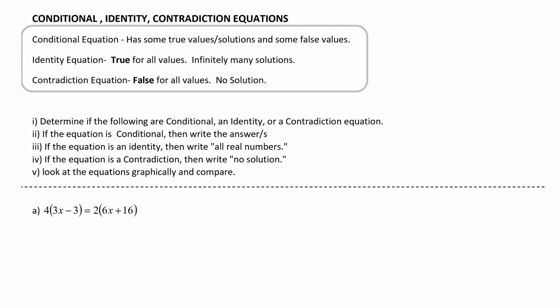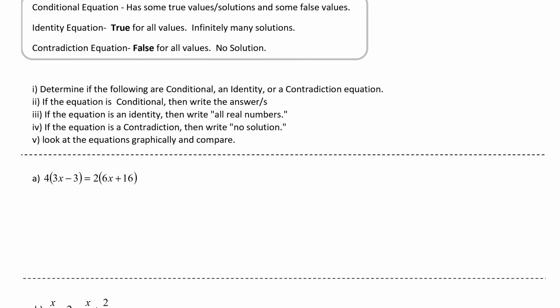Okay, so we're going to first determine if this is a conditional, an identity, or a contradiction equation. All we do is solve it, just like before. So 12x minus 12 equals 12x plus 32. If I now subtract the 12x, you'll notice that they cancel. This is what happens when you have these two x values cancel. So we end up with negative 12 equals 32.